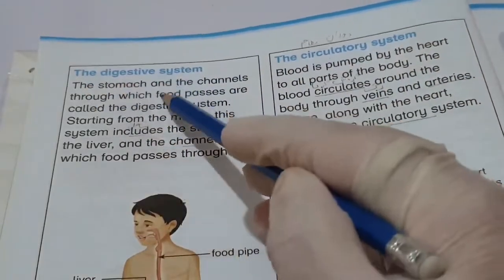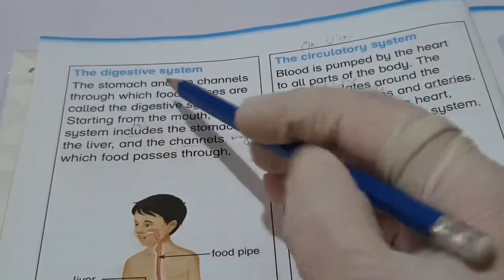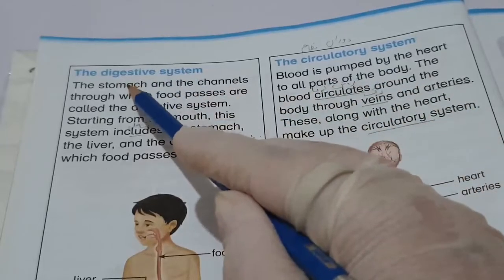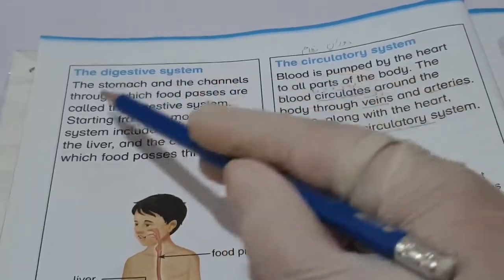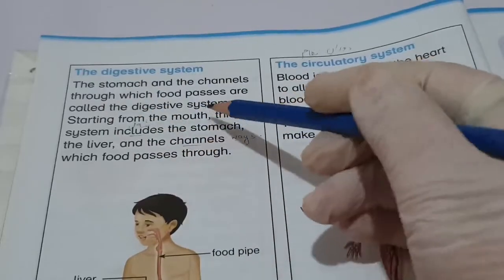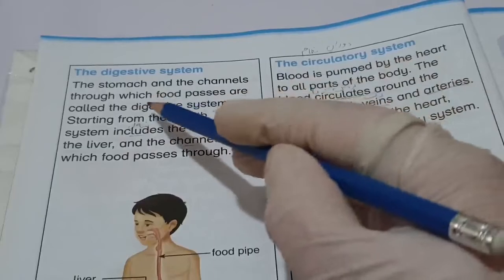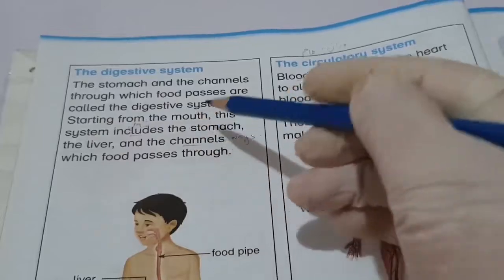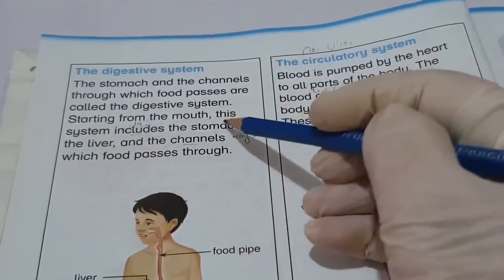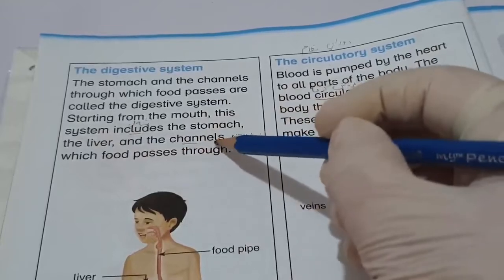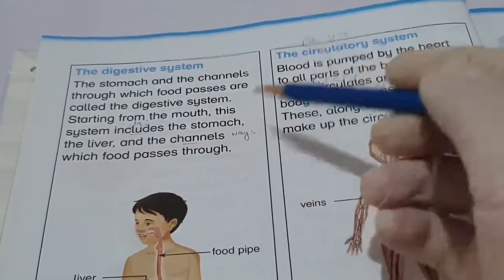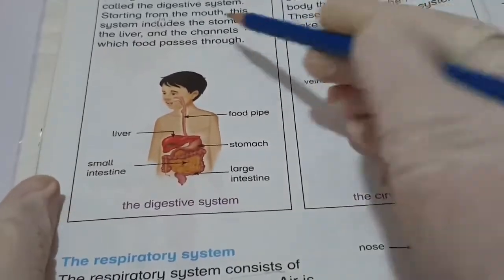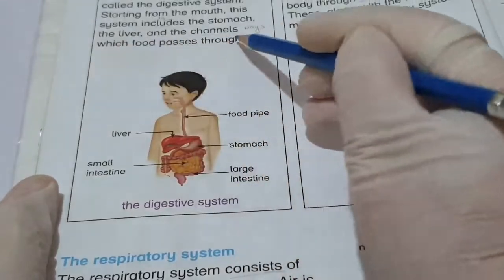The stomach and the channels through which food passes are called the digestive system. Stomach is the main part of the digestive system, and all the other channels related to it that help in the digestion of the food combine together to be called the digestive system. Starting from the mouth, we put food in our mouth. Then we have got stomach and liver and different channels like the small and large intestine. All these combine together to form the digestive system, all these channels through which our food passes.